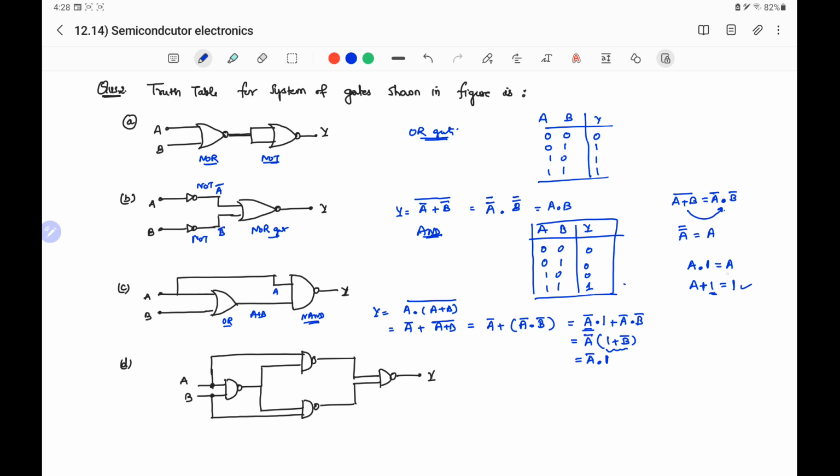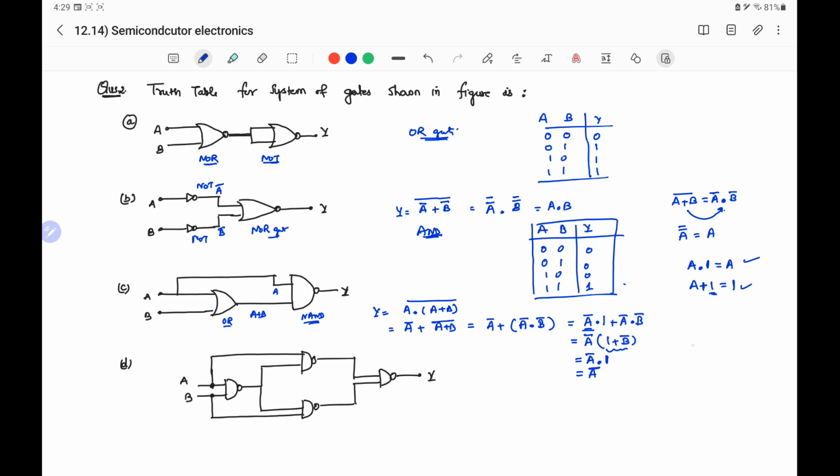Using the expression A dot 1, if we take the AND of two terminals in which one is high, then the output will be the other input. If the other input is 0, the output will be 0. If the other input is 1, then the output will be 1. So we finally have the complement of A.